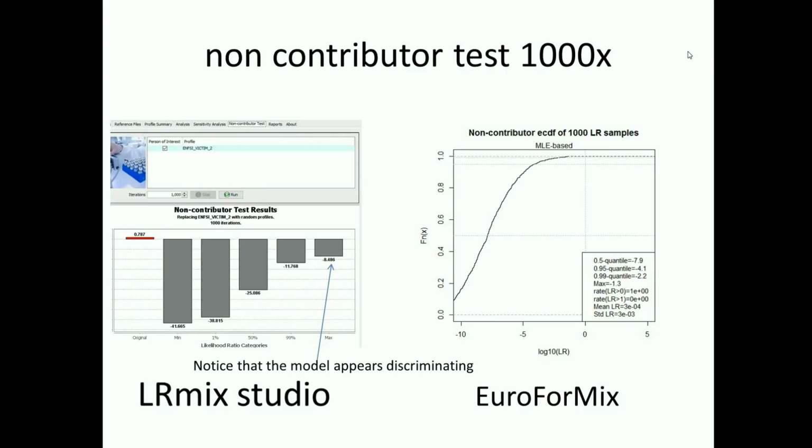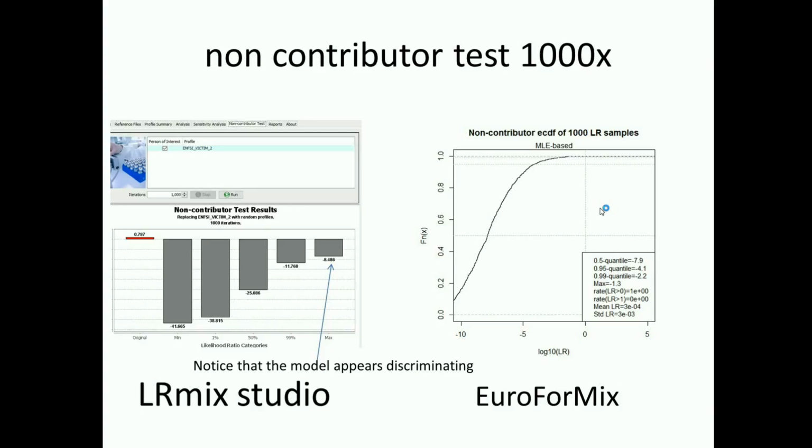So now we carry out non-contributor tests. We take 1,000 random individuals and we apply them to the model. So looking at EuroForMix Studio first, we see that the maximum observed is log -8, and compare that with the observed from the victim of 0.787. You can see that it does appear to be quite discriminating, even though the likelihood ratio here is almost neutral.